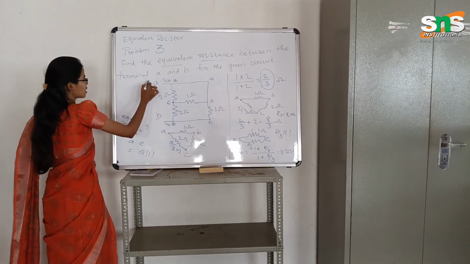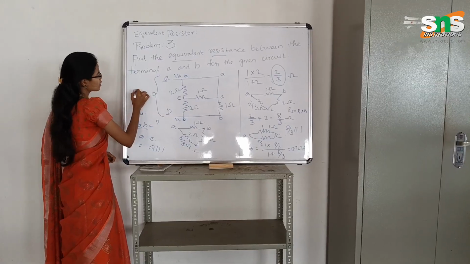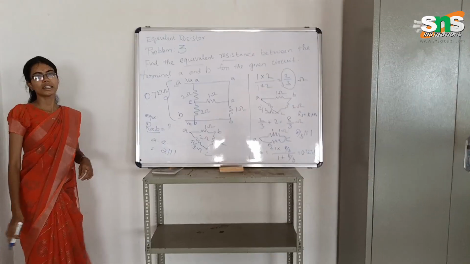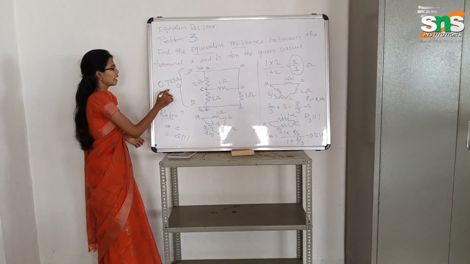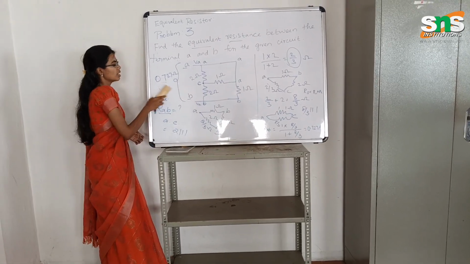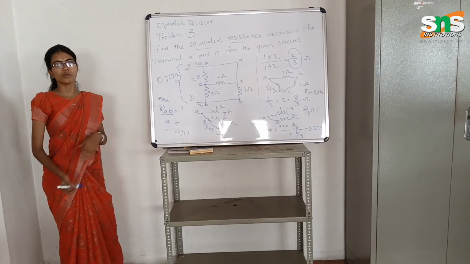So the equivalent resistance across the terminals A and B is 0.727 ohms. Or else we can write it in fraction format also, 8 by 11 ohms. So the equivalent resistance between these A and B terminals is 0.727 ohms.